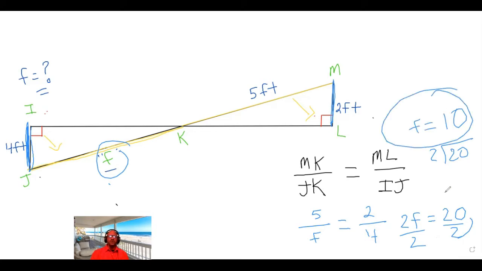And so remember, that's all we're doing. That's why color code helps you match things up. Okay, let's do another one, you guys.